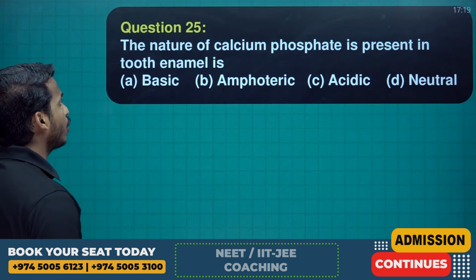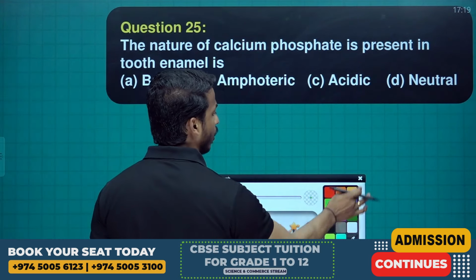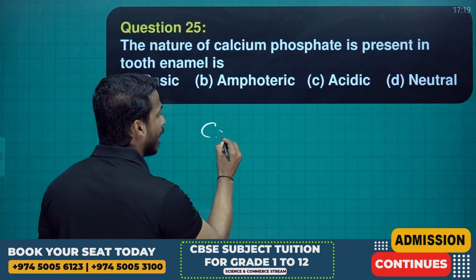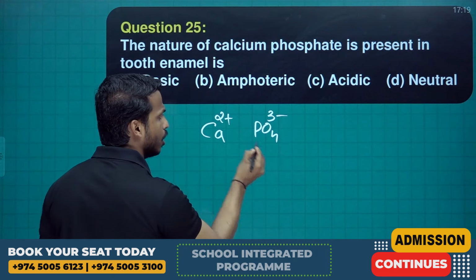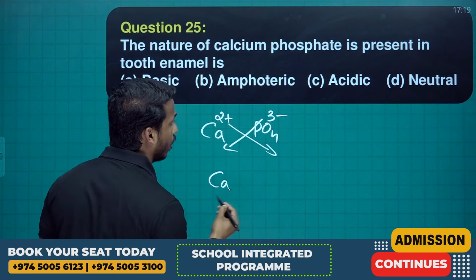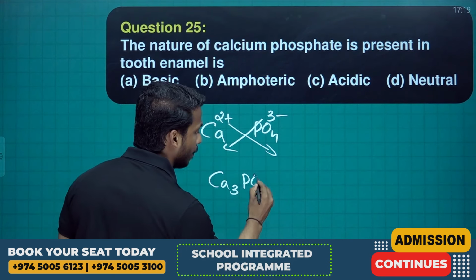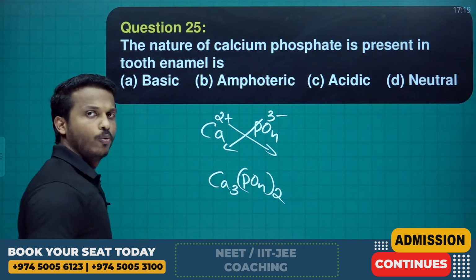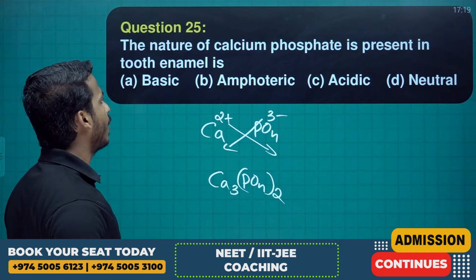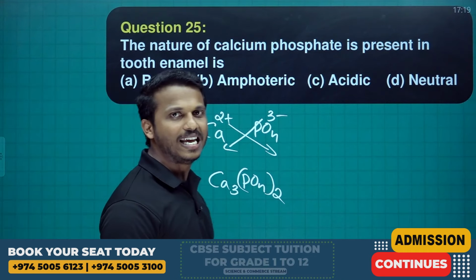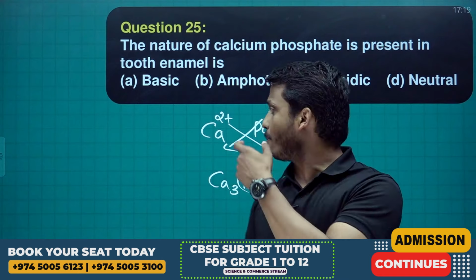Next, the nature of calcium phosphate. What is calcium phosphate? You know calcium charge is 2 plus, phosphate charge is PO4 3 minus. So how does it form calcium phosphate? Ca3(PO4)2. Where is calcium phosphate? In our teeth. Calcium phosphate is present in tooth enamel. Tooth enamel is made up of what?